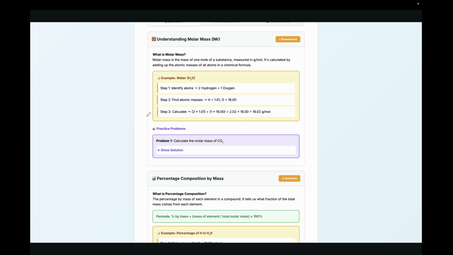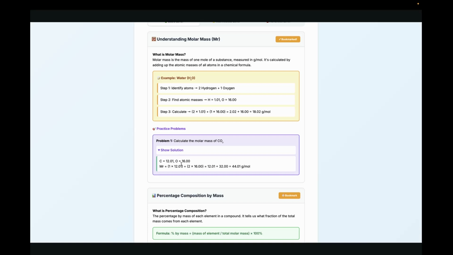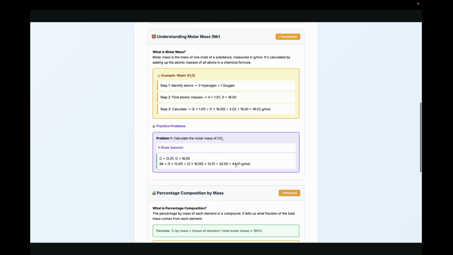So calculate the molar mass of carbon dioxide. How can I do this? Yes, 1 carbon and 2 oxygens, 1 multiplied by 12.01 plus 2 multiplied by 16. Don't round the numbers that you get from the periodic table. It's equal to 44.01 gram per mole.